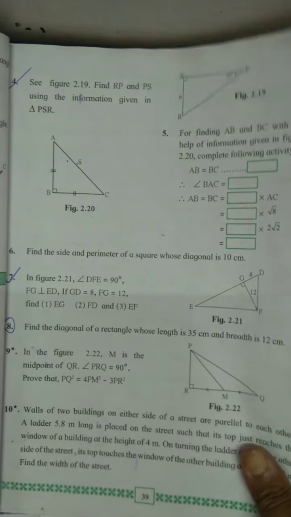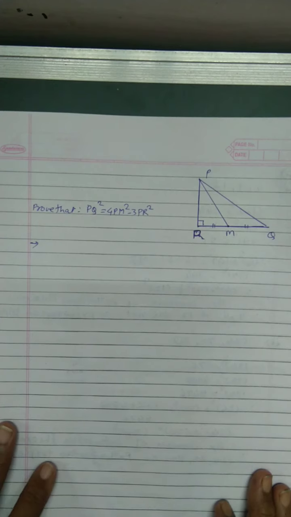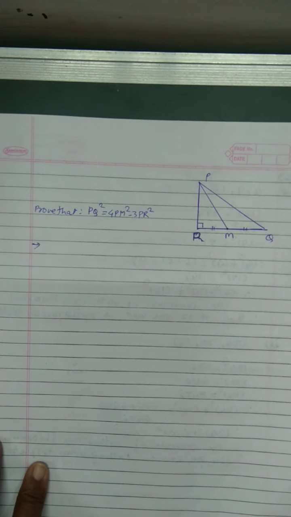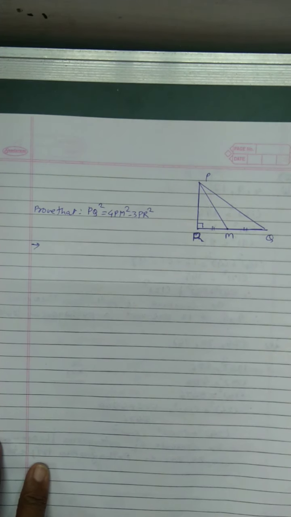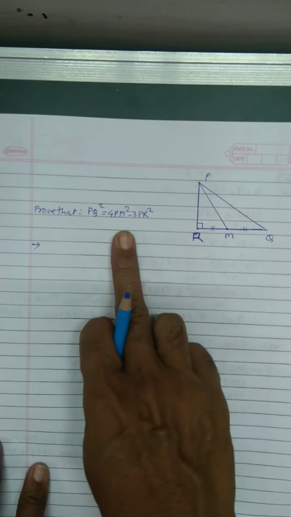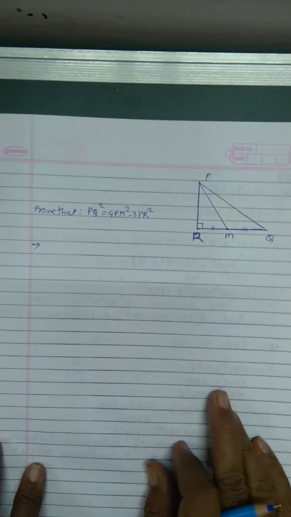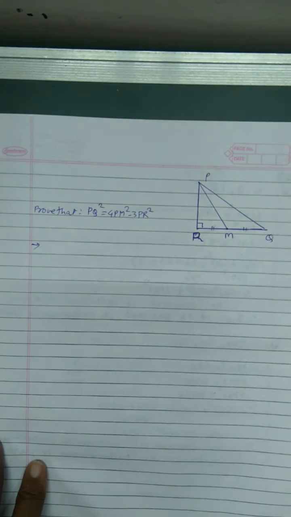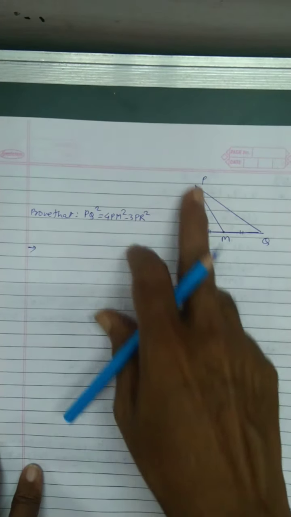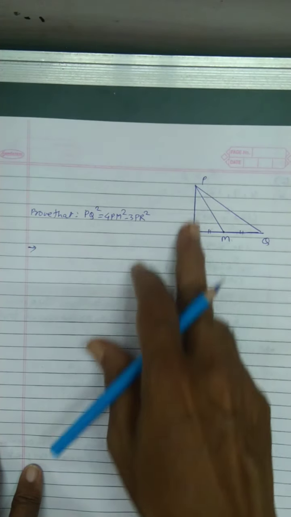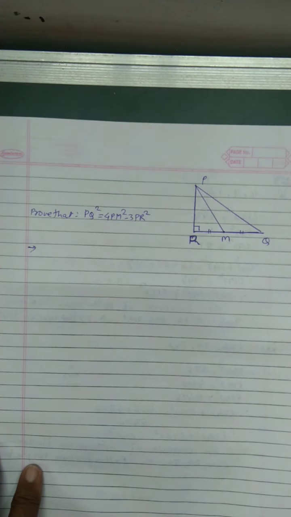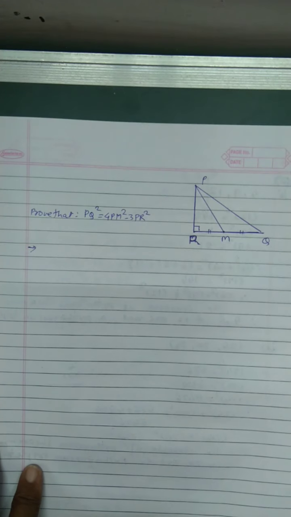Now we see this example. This is a simple example. First we have to draw the figure. We have to prove that PQ square is equal to 4PM square minus 3PR square. There are two right angle triangles. One is PRQ and another is PRM, which is small, and the PRQ is the big right angle triangle. First we take the big right angle triangle.